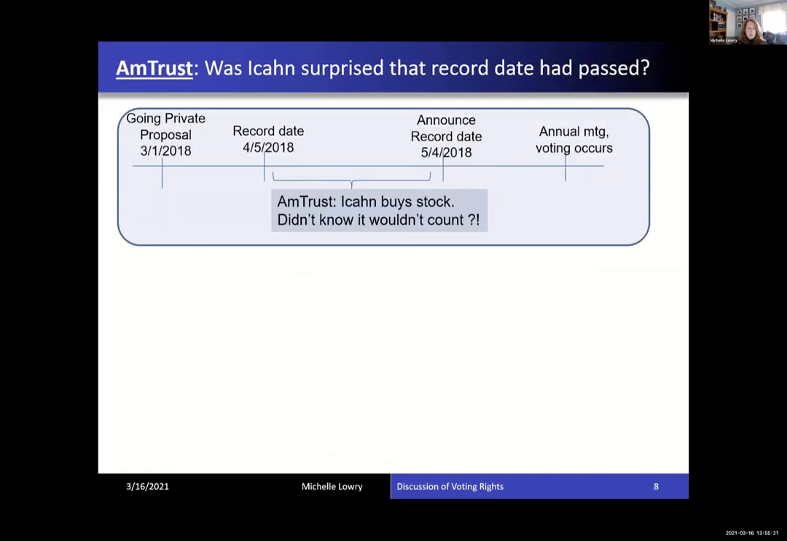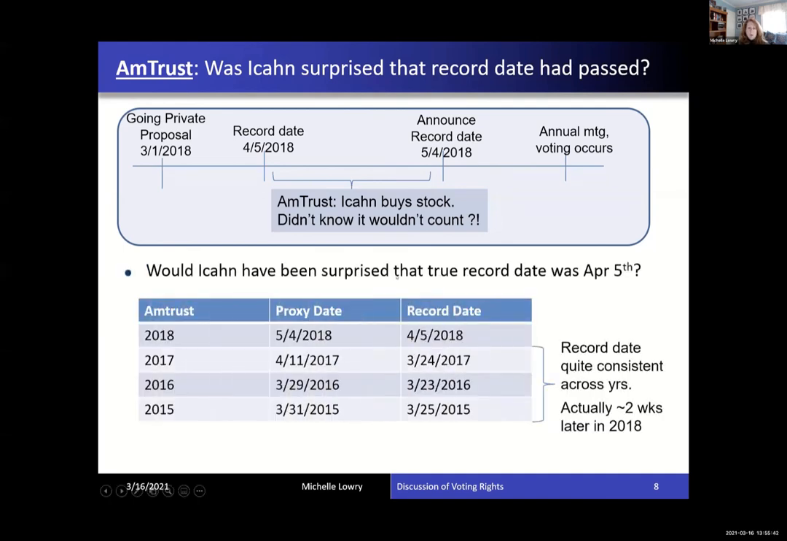Okay, what about AmTrust? Let's look at that one in a little bit more depth. So here, if you recall, the record date occurred on April 5th, and then Icahn buys stock after that, and then files a lawsuit at some period of time saying, well, wait a minute, the record date already passed. There's no way I could have known that. You weren't disclosing that fact.